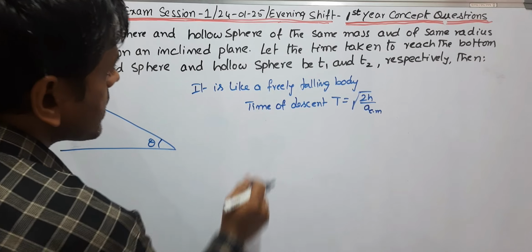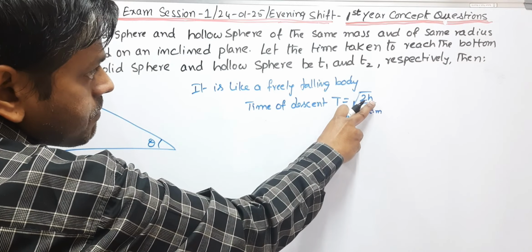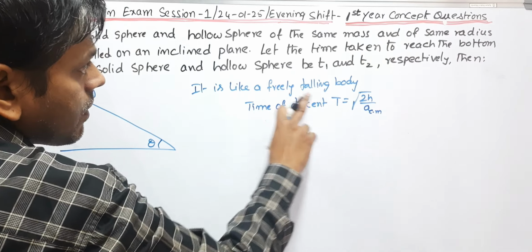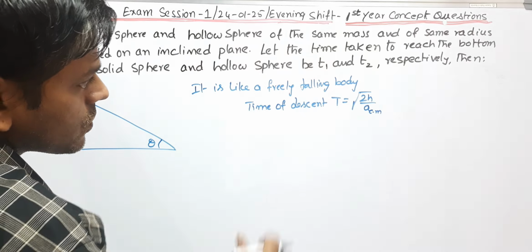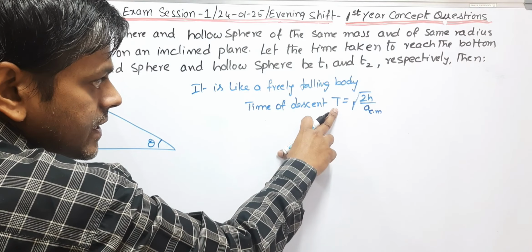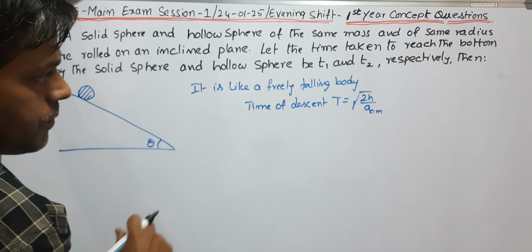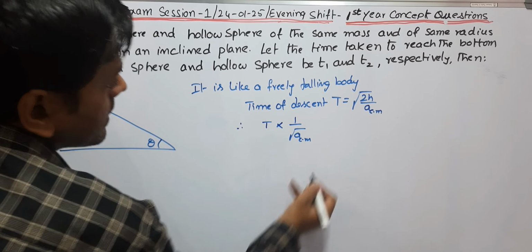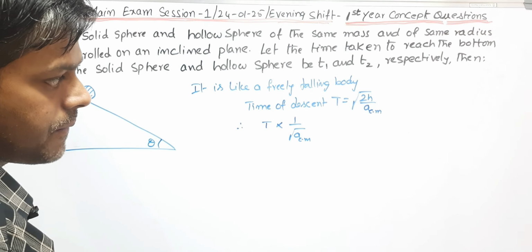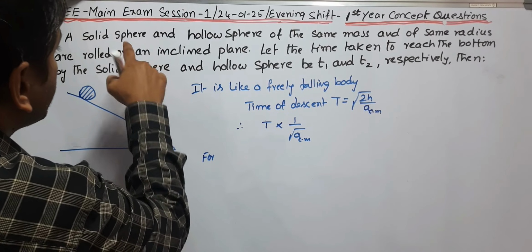So from this you can take, both are falling from the same height, and both have the same mass and same radius. But solid sphere and hollow sphere have different densities, so due to the difference in density their time may change to reach the bottom from the top. So the time is inversely proportional to the root of the acceleration of center of mass. First you can take a solid sphere.